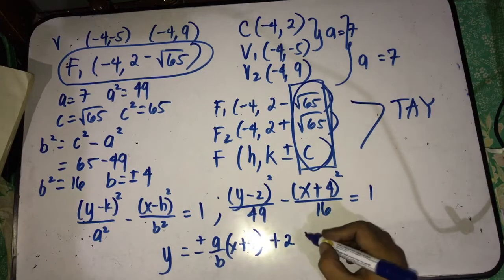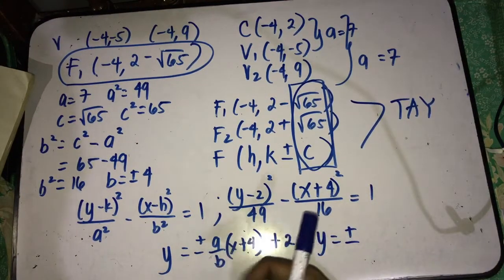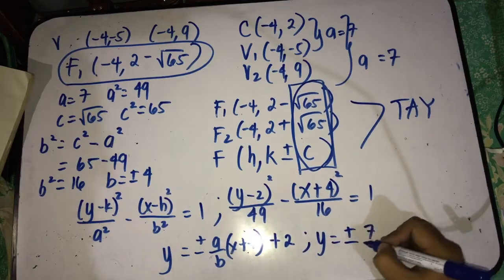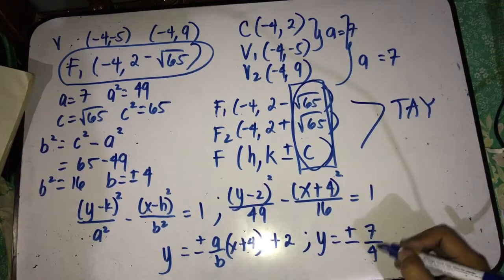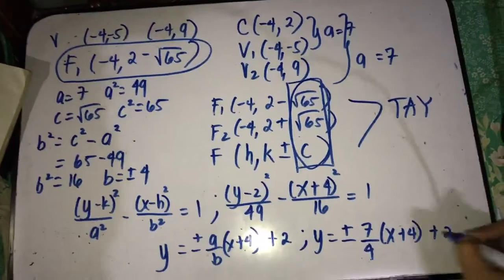A over b, so y is equal to plus or minus. What is our a? Our a is 7. What is our b? 4. So, plus or minus 7 over 4 times the quantity (x plus 4) plus 2.